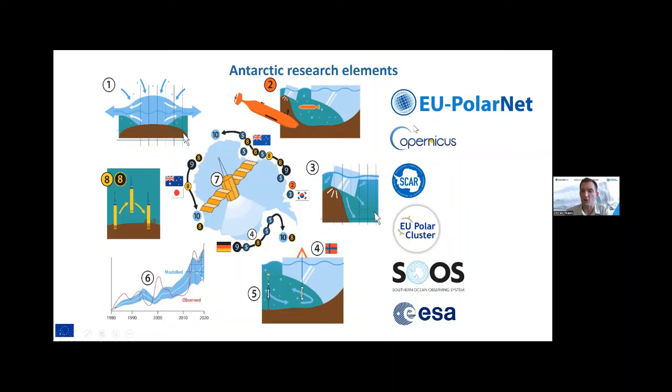There's the EU Polar Net. Ocean Ice is part of the EU Polar Cluster. We're strongly linked in with Copernicus and via the ETTs, making sure that our data is available. SUS, as I've alluded to, are project partners. And we have strong connections with ESA and SCAR as well, being key areas of interest.